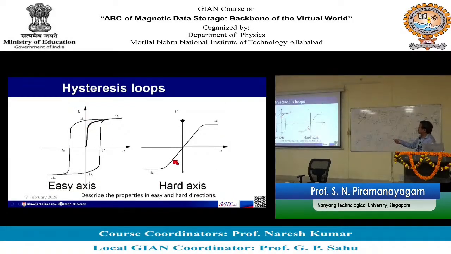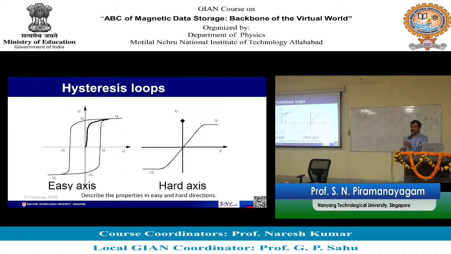On the other hand, in the hard axis, let us say I apply a certain magnetic field, I saturate. If I remove the magnetic field, then it is going to the remanent state, the zero state. So these are the two differences between the hysteresis loops in the easy and hard directions.